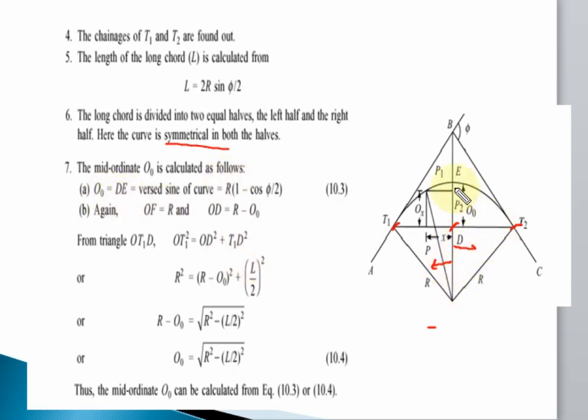O0 is equal to DE. It is the versed sine of the curve. Already we know that the versed sine of the curve can be found by R times bracket 1 minus cos phi by 2.